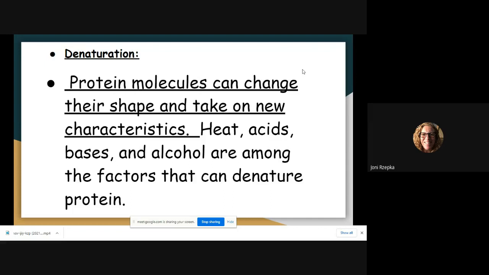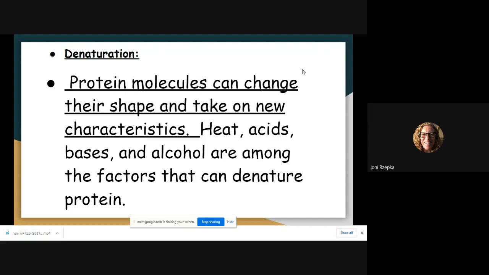Okay, and then we need to talk about denaturation, which is protein molecules that can change their shape and take on new characteristics. Heat, acid, bases, and alcohol are among the factors that can denature protein. For example, an egg is high in protein. If I put it on the stove and heated it up, the yolk would become solidified. That's called denaturation. I can't ever take it back; I can't take the egg and make it yolky again. There's no way to do that. Or if I hard boil an egg, I can't turn it back into a chick, so it's denatured.